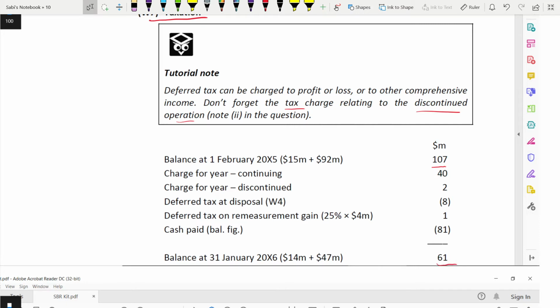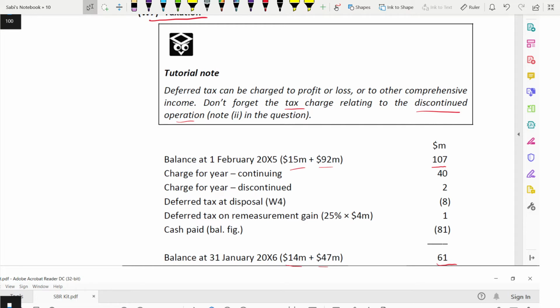How do you get these balances? It is simple. Income tax and deferred tax we are not showing separately, you are showing together. That's why it is just taxation. Not deferred tax, not income tax, together. You can write deferred tax or income tax or just tax, it does not matter. You add both income tax and deferred tax and show as one opening balance, and in the closing balance also add the income tax and the deferred tax and show as one balance. Like here it is 107 and 61, 15 plus 92 and 14 plus 47.